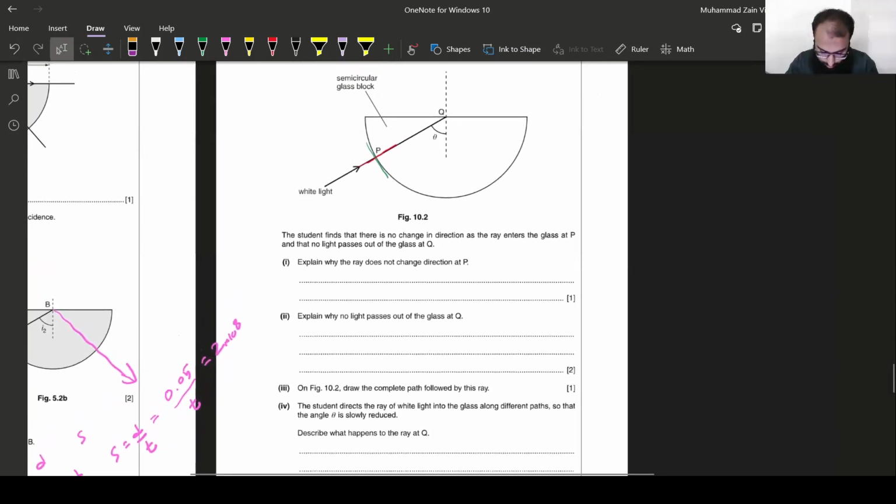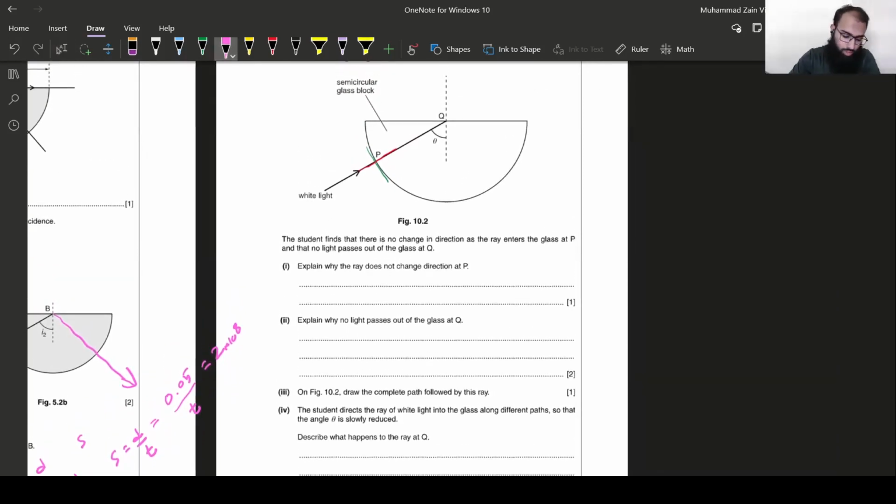Draw the complete path followed by this ray. They've told me that internal reflection takes place. So I draw a line like this, where this angle is again equal to theta, the same as the angle of the ray when it struck Q.